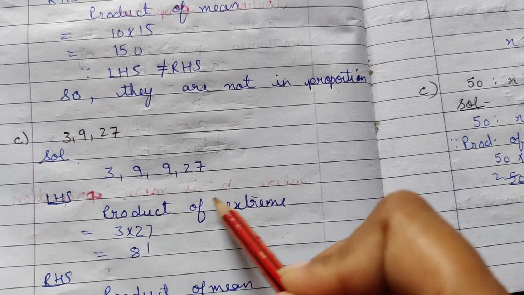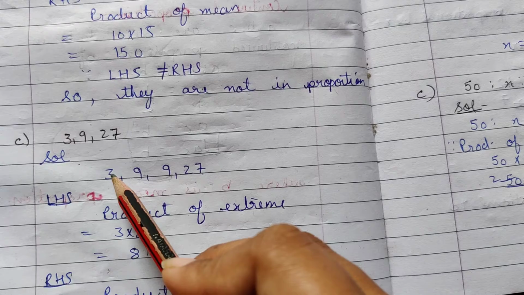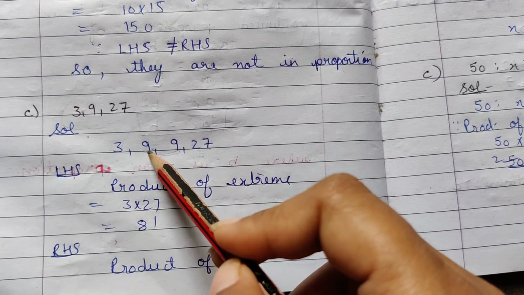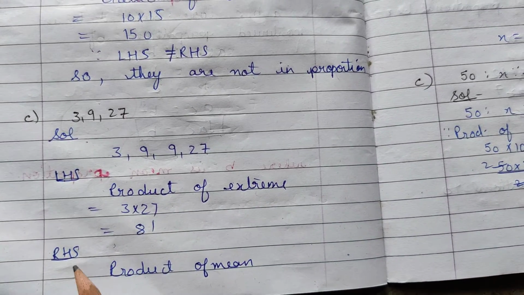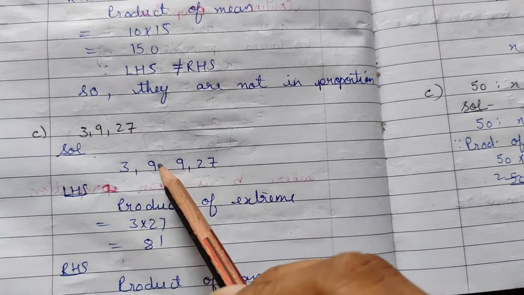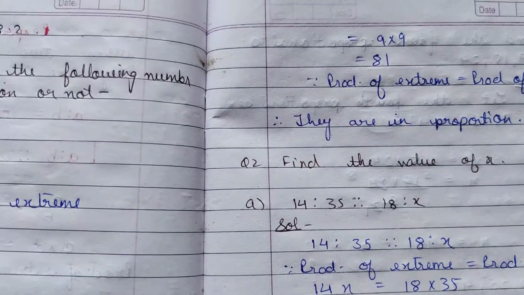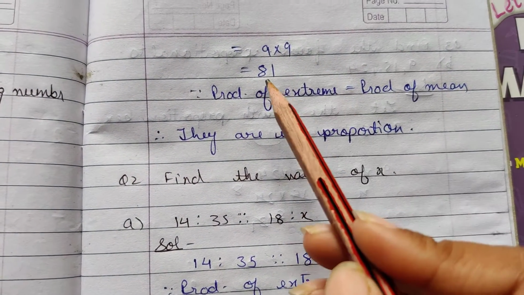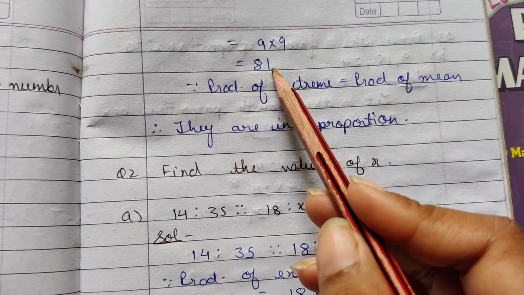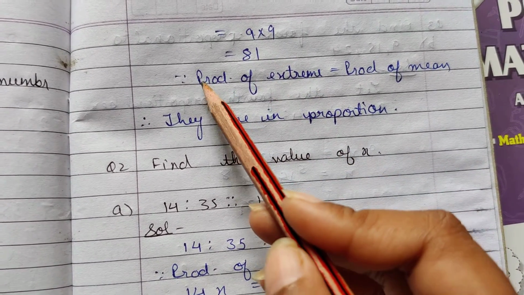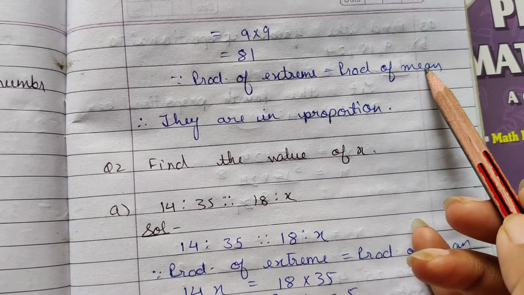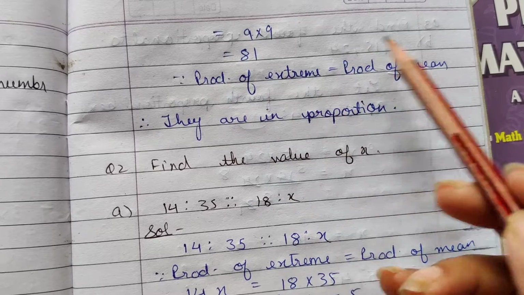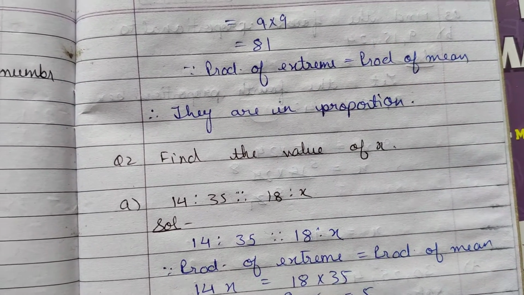To find whether they are in proportion or not, we will find the product of extremes in LHS. So product of extremes will be 3 into 27. 3 into 27 is 81, and product of means will be found in RHS. Product of means would be 9 into 9. So 9 into 9 is how much? 9 into 9 is 81. So 81 we have got in LHS also, 81 we have got in RHS also. So we'll write, since product of extremes is equal to product of means, therefore they are in proportion. Or you can also write, since LHS is equal to RHS, so they are in proportion.